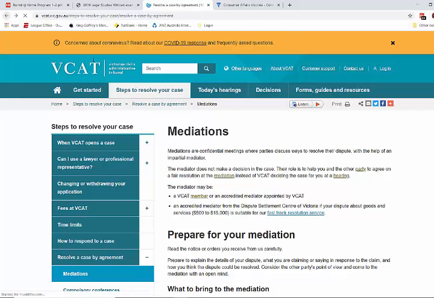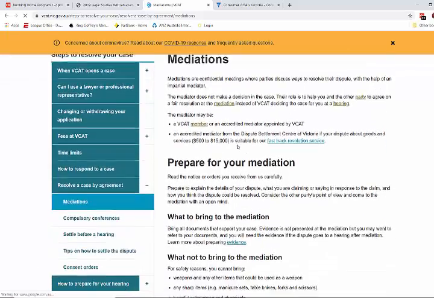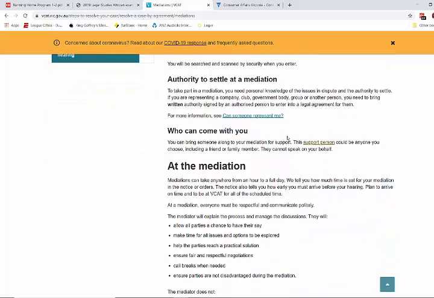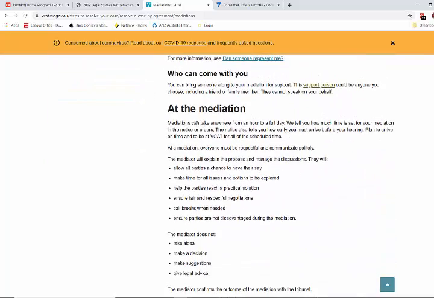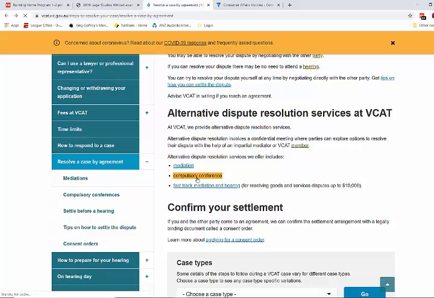One of the other options VCAT offers, and I should have highlighted in here, sorry, is that mediations can take anywhere from an hour to a full day. So we'll tell you how much time to set aside. So effectively, they're going to say, hey, before we give you a hearing, we are going to try and get you to resolve it yourself with our support.